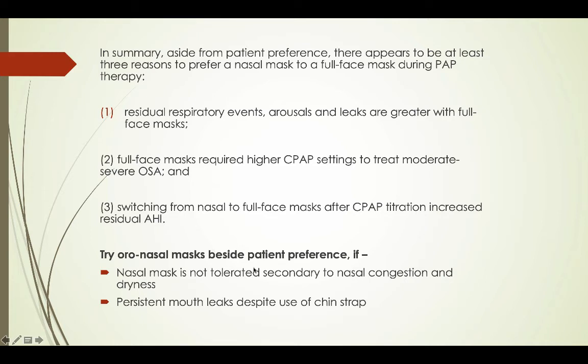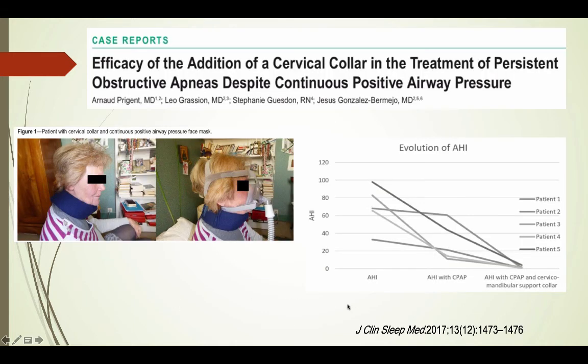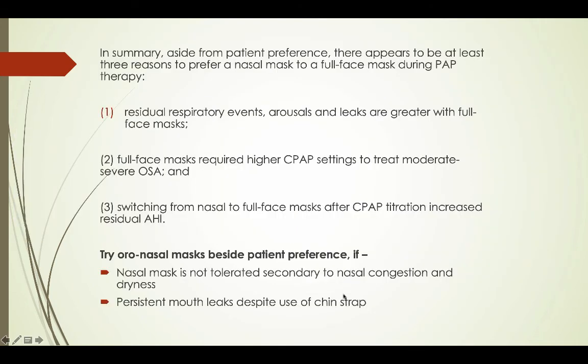You can try an oronasal mask, besides patient preference, if a nasal mask is not tolerated secondary to nasal congestion and dryness, or persistent mouth leaks happen despite use of a chin strap. Now, that leads to a very important point: what can we do if some patients prefer an oronasal mask, and what can we do to improve their AHI and pressure requirement?